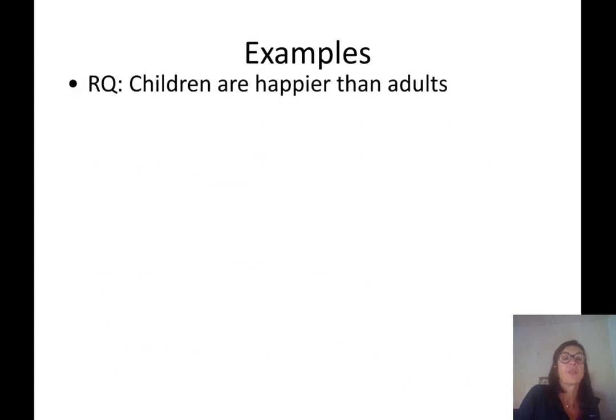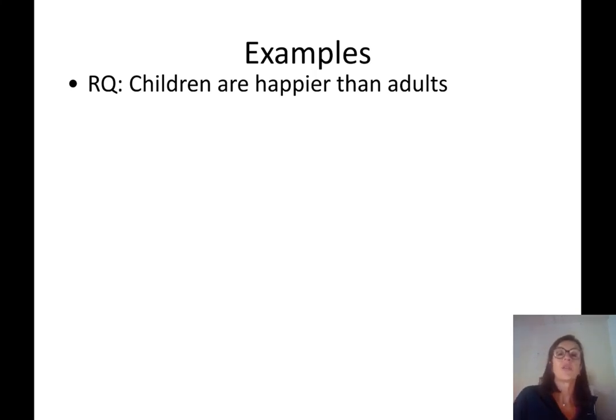Examples. So now we go into examples. So let's say we have a research question. Children are happier than adults. That's my research question. Or I can form it as a question and say, are children happier than adults? That's my research question. I want to find out. So first of all, what's the independent variable? What's the dependent variable? All right. You can pause if you want and try to figure it out.